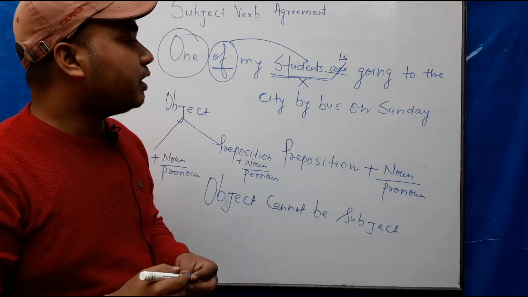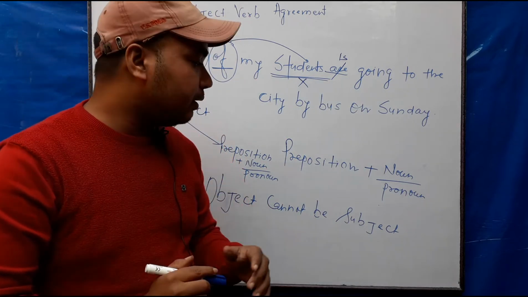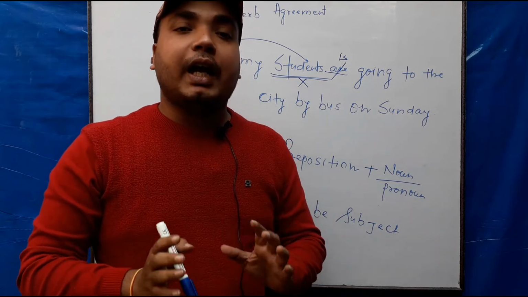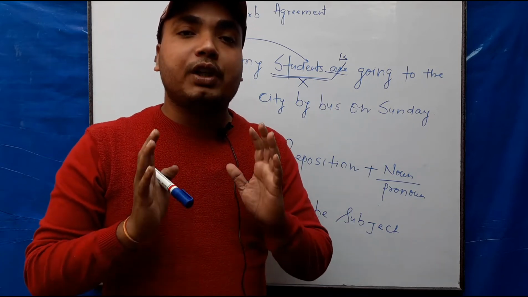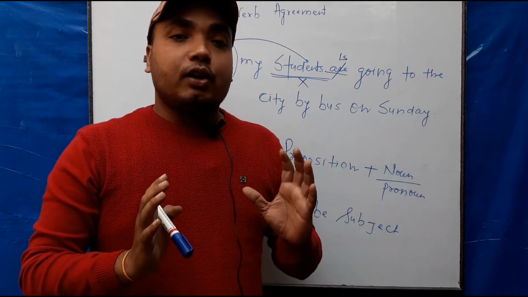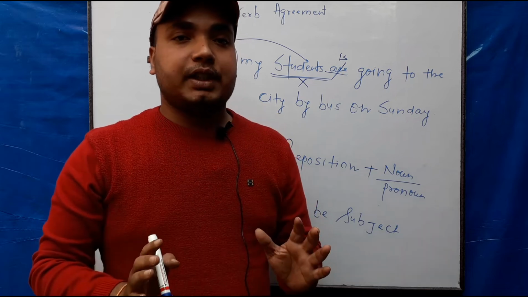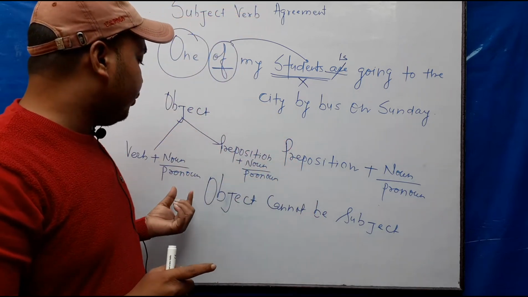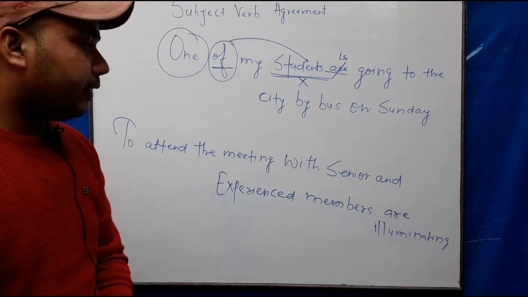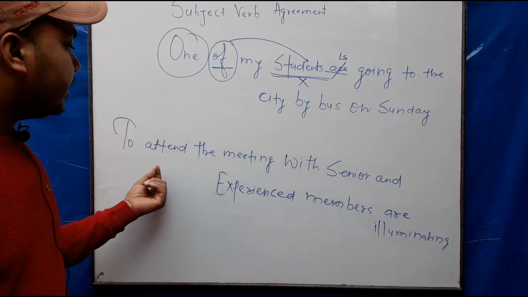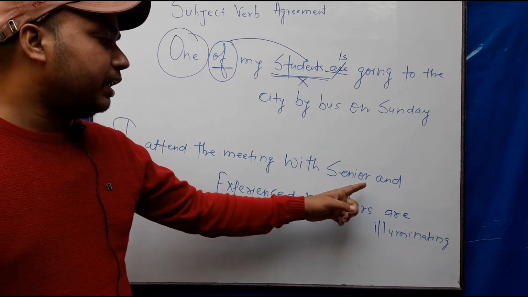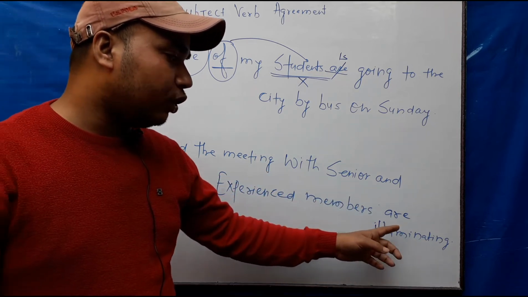Why, friends? Because I have already told you that after a preposition any noun or pronoun will come, and that noun or pronoun will be the object of that preposition, and an object can never be the subject. In the same way, an object comes after a main verb. Friends, now see here, I have written a second sentence. The sentence is: to attend the meeting with senior and experienced members are illuminating.